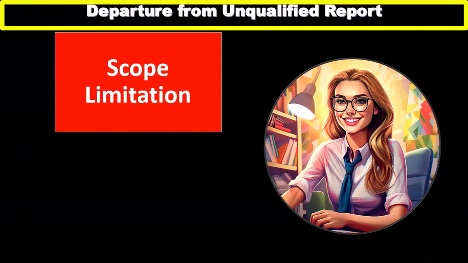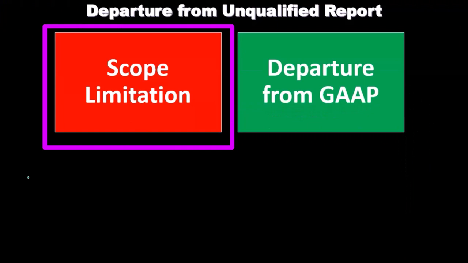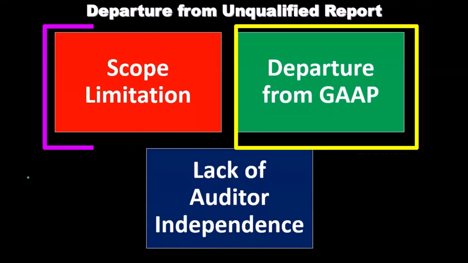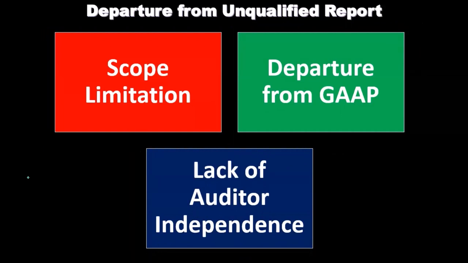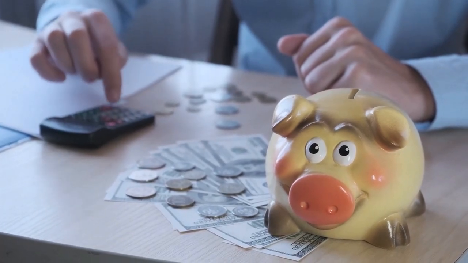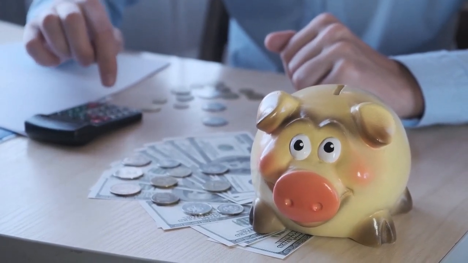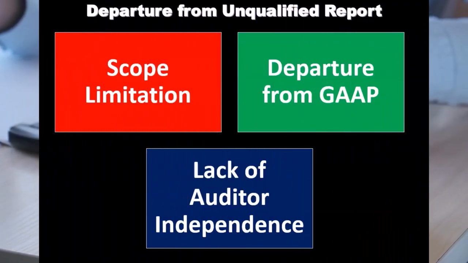We could have a departure from the standard unqualified report if, and we're going to list these out here and then we'll go into more detail on them later, there's a scope limitation, if there's a departure from GAAP, generally accepted accounting principles, and if there's a lack of auditor independence. These could be issues that would require us to deviate from the unqualified opinion. And of course, remember, that means that we're assuming that the financial statements have been put together in accordance, in this case, with generally accepted accounting principles. If there's a significant deviation or some type of departure from it, that would be an issue because that's what our opinion is based on.